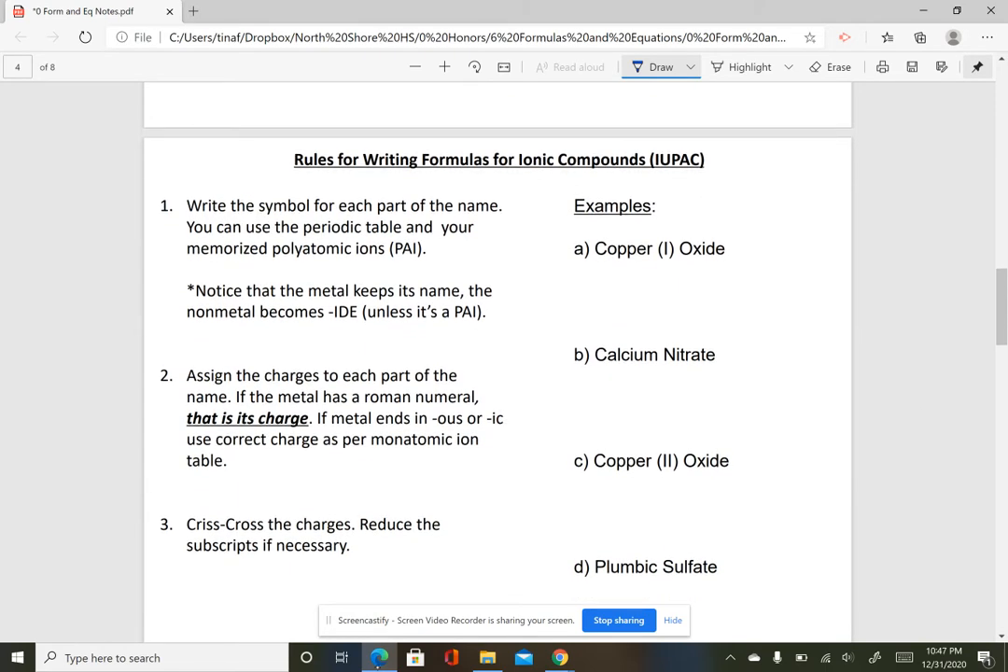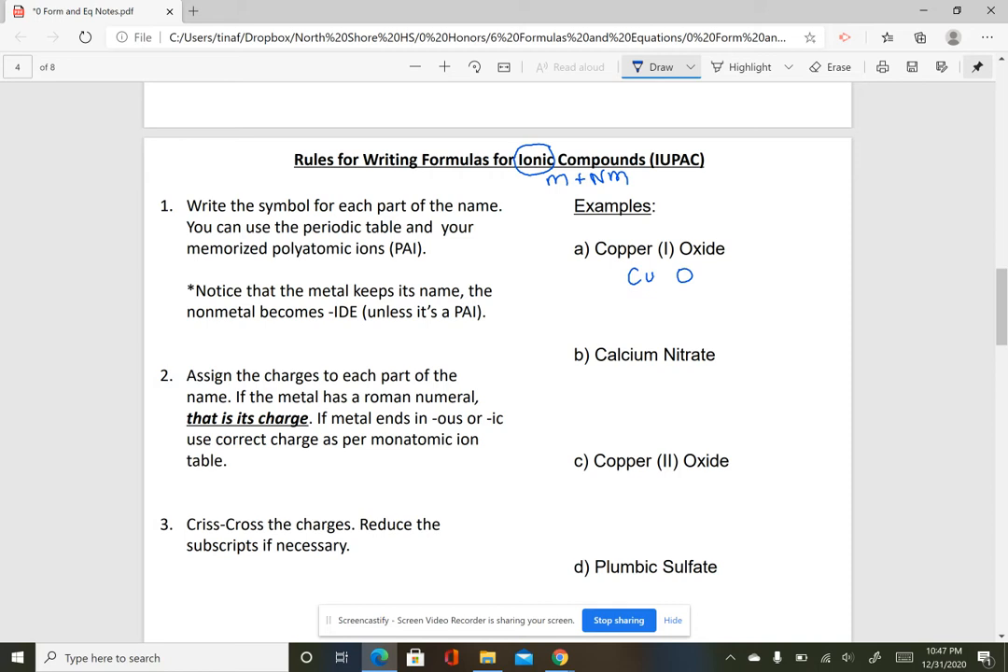So what's important here, guys, is that ionic has a metal plus a nonmetal. So these rules are only going to apply for ionic things. So the first thing it says to do is to write the symbol for each part of the name. So copper is Cu and oxide is oxygen, so O.